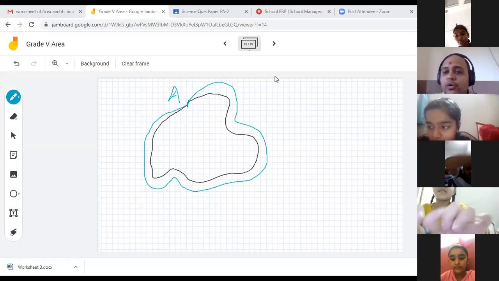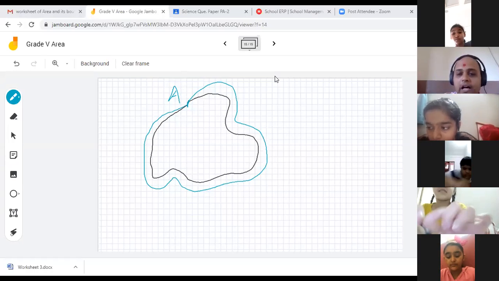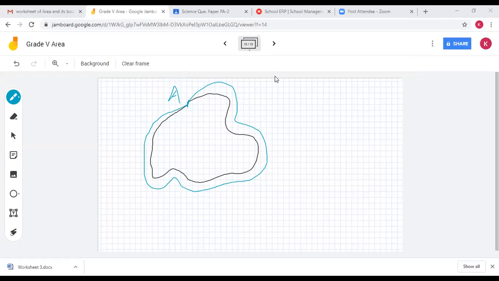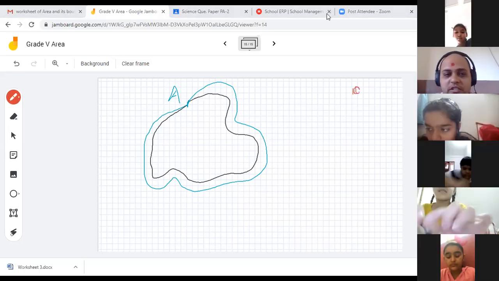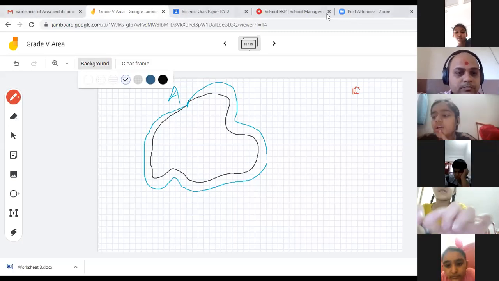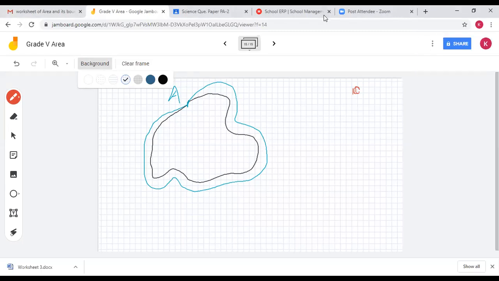Right, now we have to find the area of this irregular object. Now as you can see, let me put red ones. This one box, right? There's one box, as you can see in your notebook also, and here also. This is just like your notebook. One small tiny square.